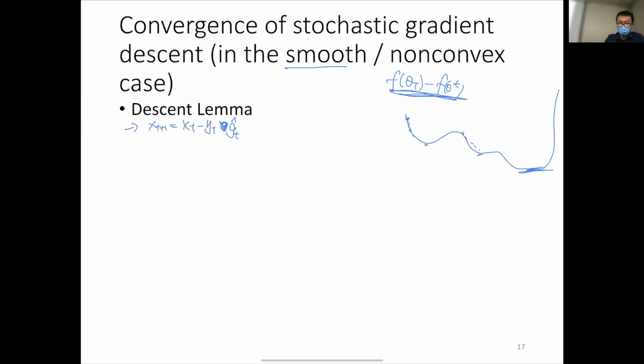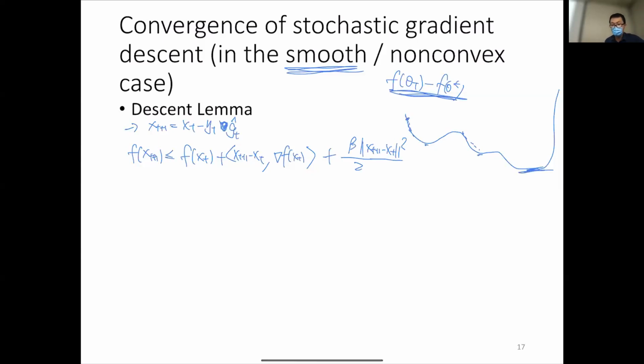And by the smoothness property, by the beta-smoothness property, we can Taylor expand around x_t. f of x_{t+1} is smaller than f of x_t plus the inner product of x_{t+1} minus x_t with the gradient of f at x_t, and then plus this additional smoothness term, beta over 2 times the norm of x_{t+1} minus x_t squared. Okay, so that's by the smoothness of f.